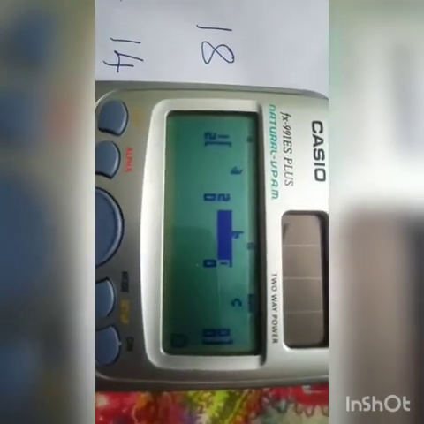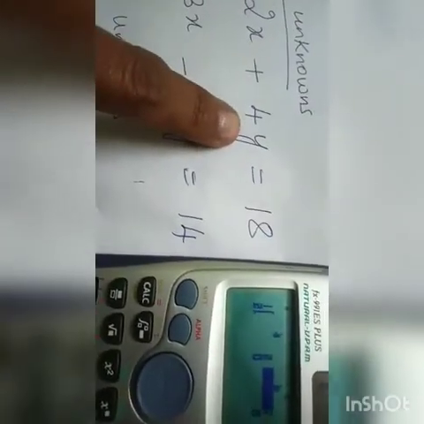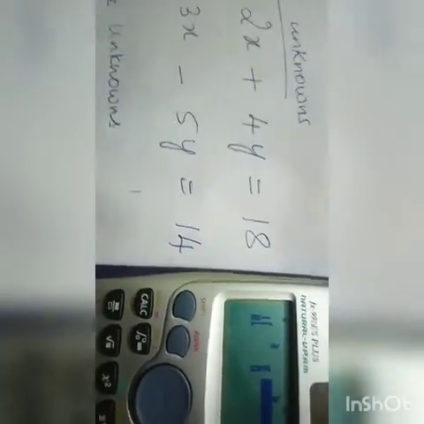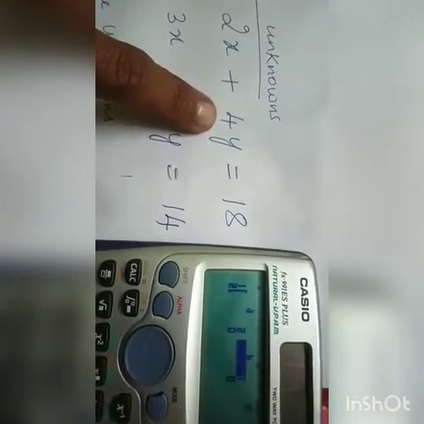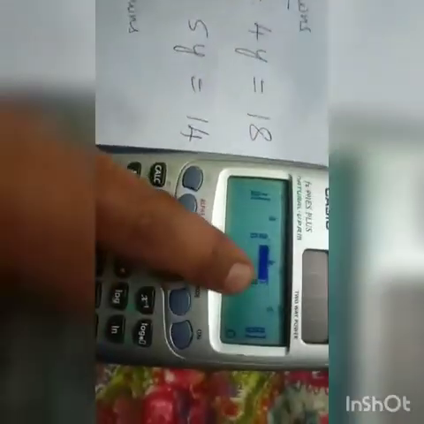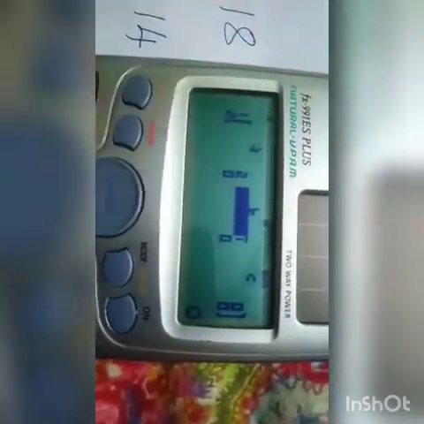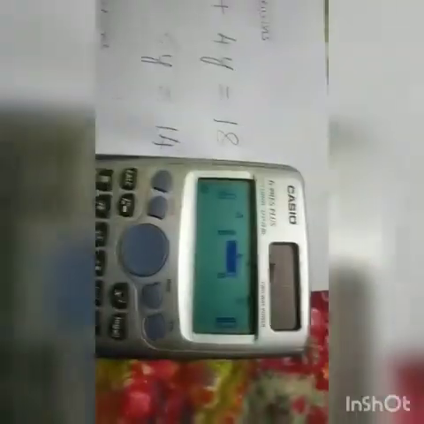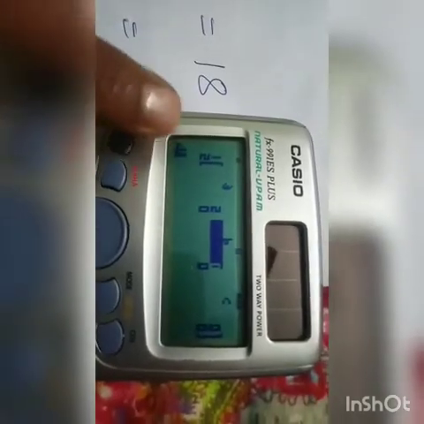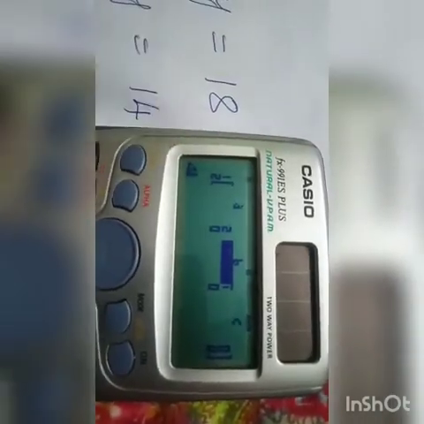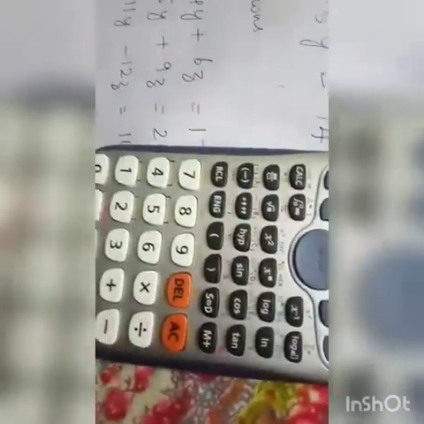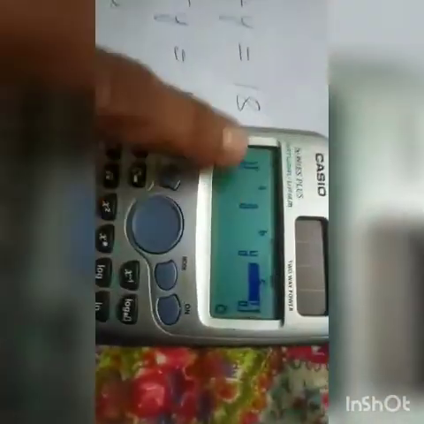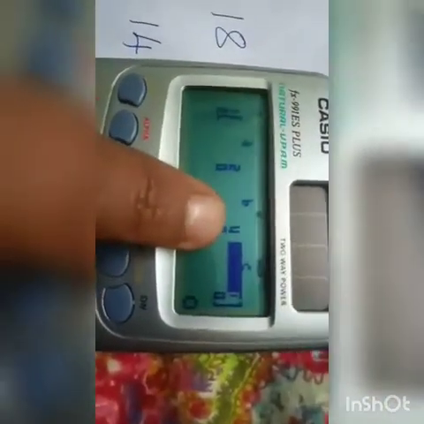Next, for the second column, you have 4, the coefficient of Y. You have to enter that where the cursor is showing now. So there I have to enter 4. Just press 4, and you can see 4 in the left corner. Now you press equals, and once you press equals, you can observe you have got 4 over here.